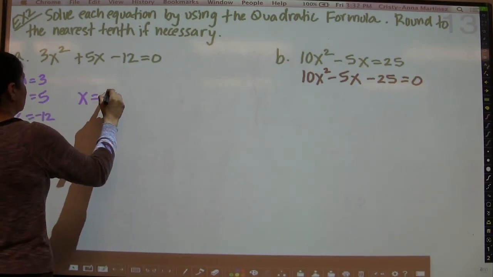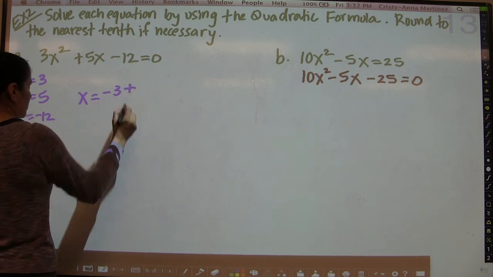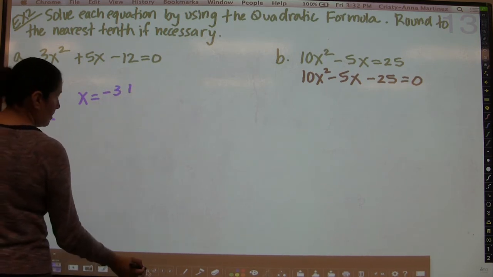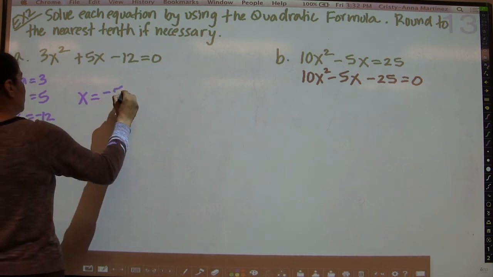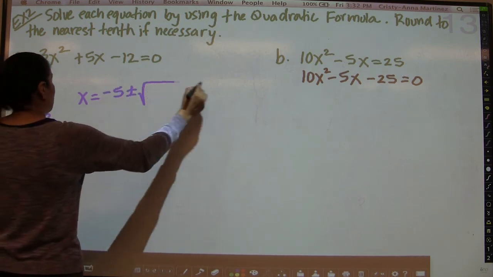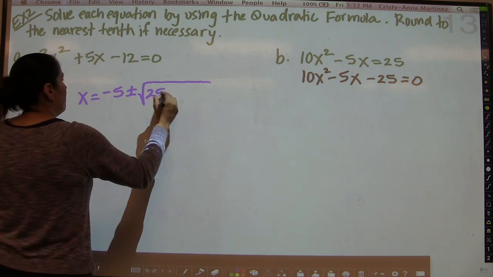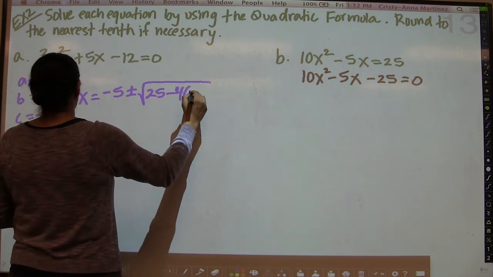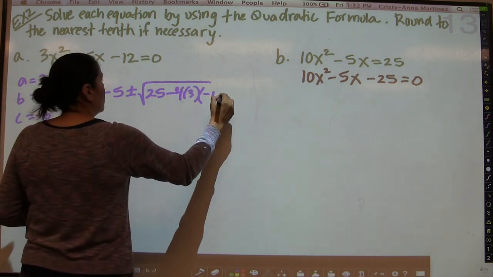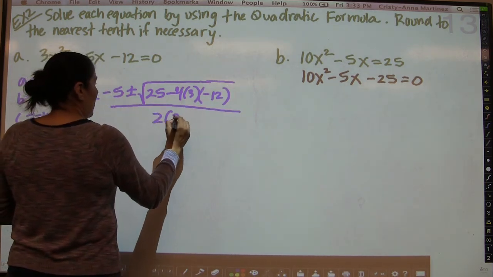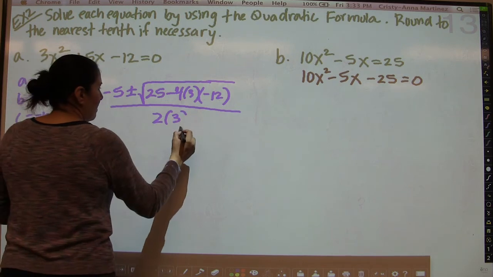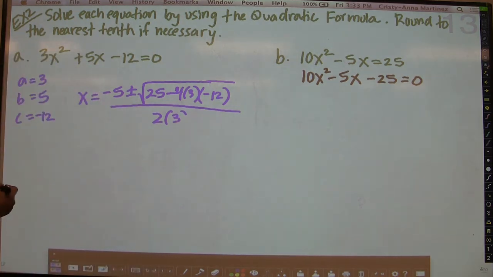x equals negative b plus or, sorry, I put the wrong b. x equals negative b plus or minus radical b squared minus 4ac, all divided by 2a. This time I went a little quicker here, so hopefully you were able to keep up.